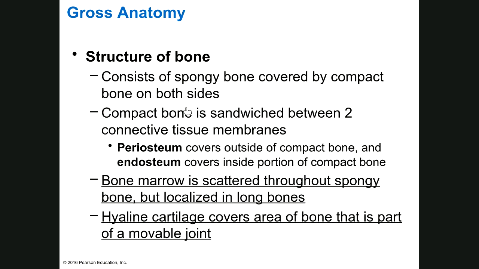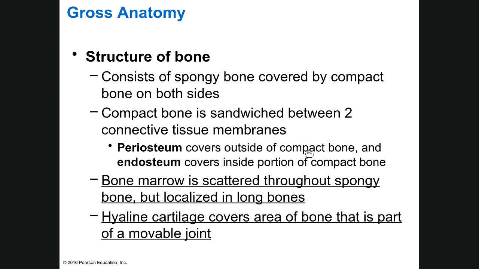All right, so again, more on the structure of bone. What you find is that in general, what we have is spongy bone covered on the outside by compact bone all around. Now, there is a membrane associated with the bone. We have periosteum and endosteum. Peri meaning to the periphery, or to the outside of something. So periosteum is a connective tissue membrane that lines the outside of compact bone.